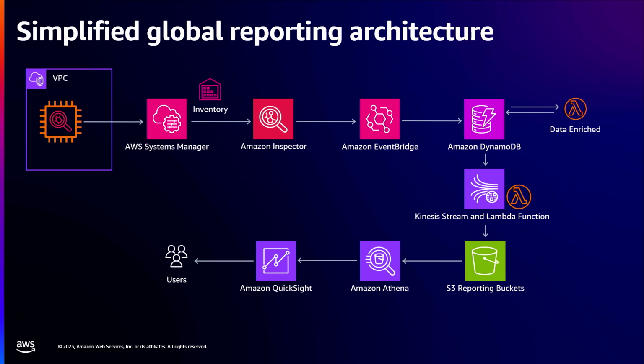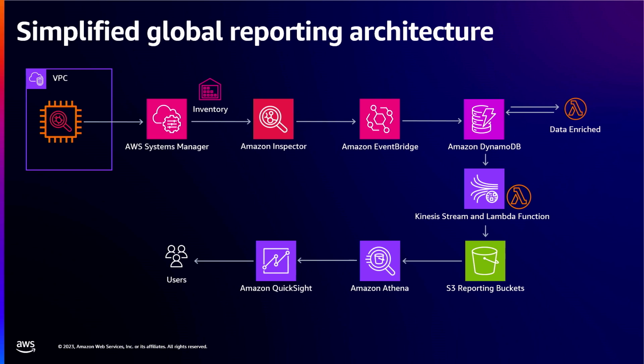And then we build a global reporting architecture. So remember that we run in 9 different regions, but we want a consolidated view of what this is looking like at any point in time, anywhere in the world. So we take the Systems Manager inventory data, we push it across EventBridge to DynamoDB. And we use DynamoDB to enrich the data.